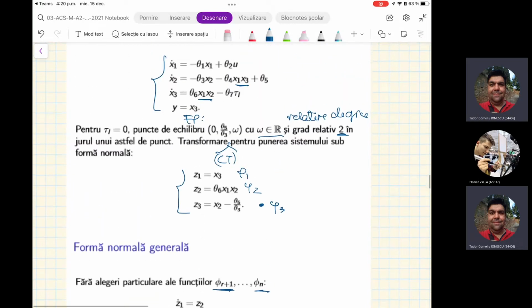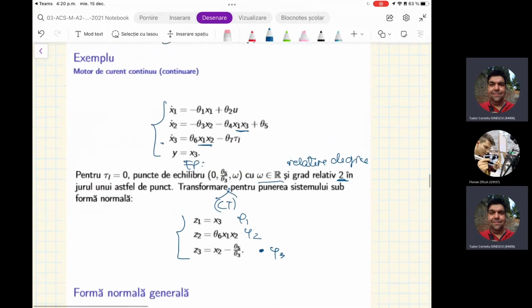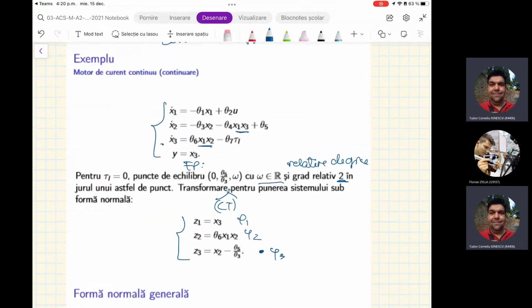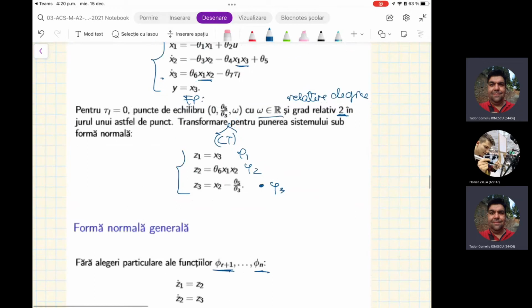Once you compute this and apply this coordinate transformation, you get the normal form of this DC motor. That's what you have to do. You can apply this, or you can just compute phi and apply it, and you get the normal form. So you can do the computations yourselves.